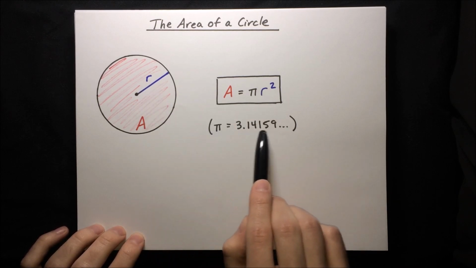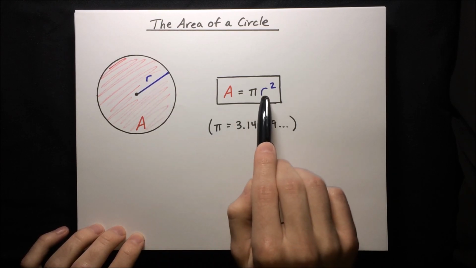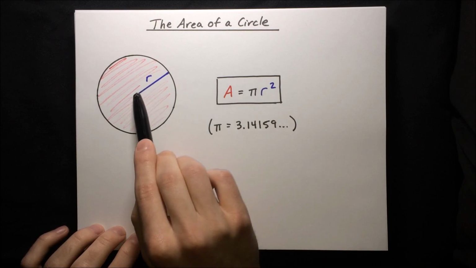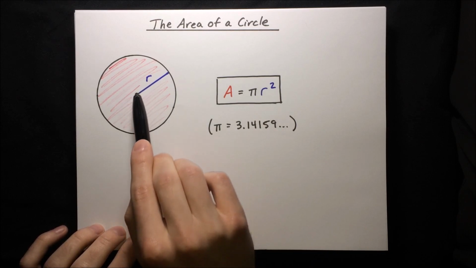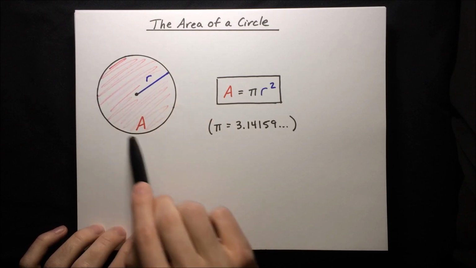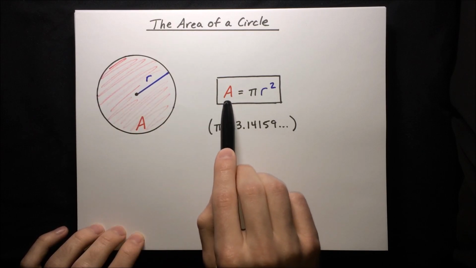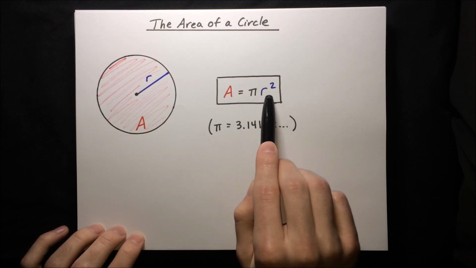Pi always stays the same no matter what the circle is. The radius is the thing that can change for different circles. Small circles will have a small radius, big circles will have a big radius. And to find the area, you just have to plug the radius into this formula and compute.